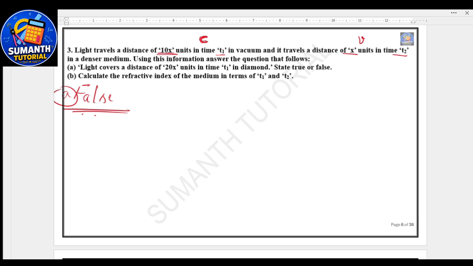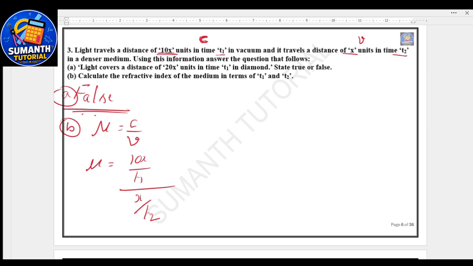Now the second sub question is like this: calculate the refractive index of the medium for T1 and T2. See here, how to calculate? To solve for the B, we have to use the formula mu is equal to C divided by V. That's a formula that we have to use. Now, substitution part. See here, mu is equal to, first, it is 10x at the time T1 whole divided by x at the time t2.